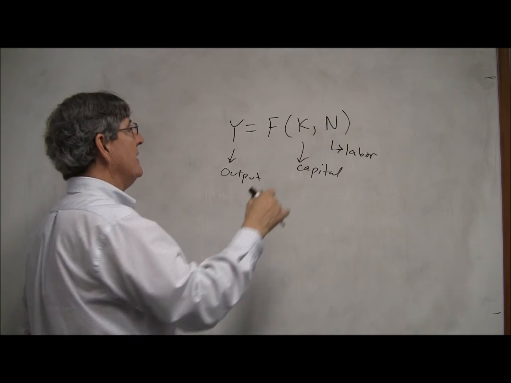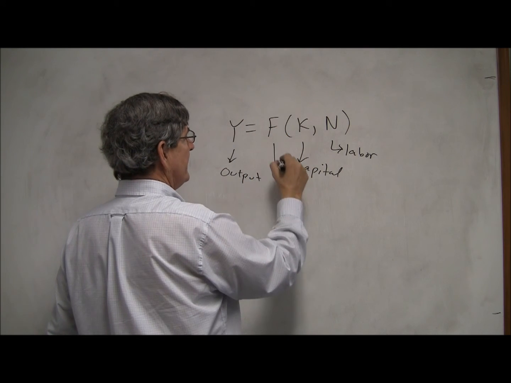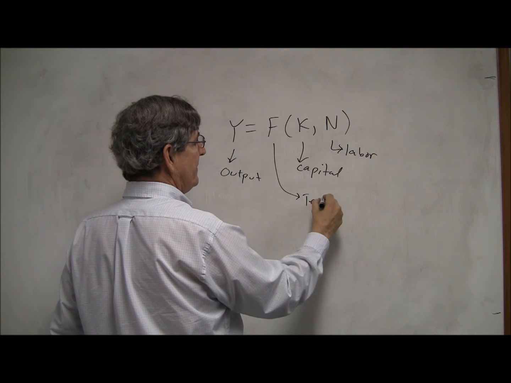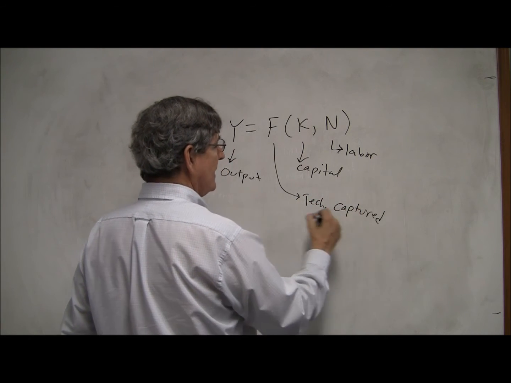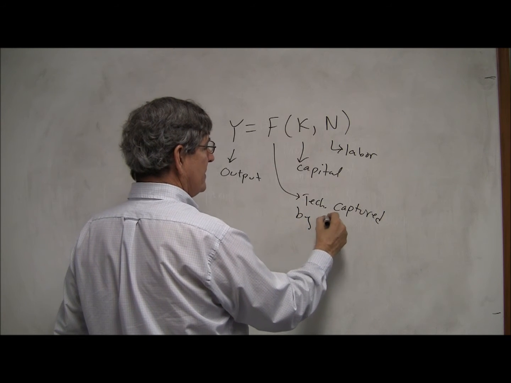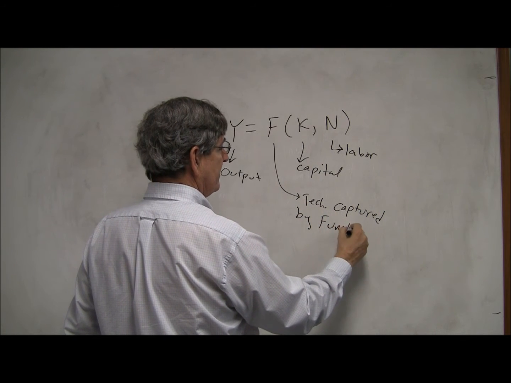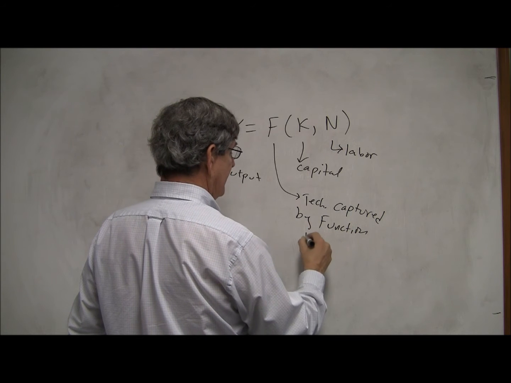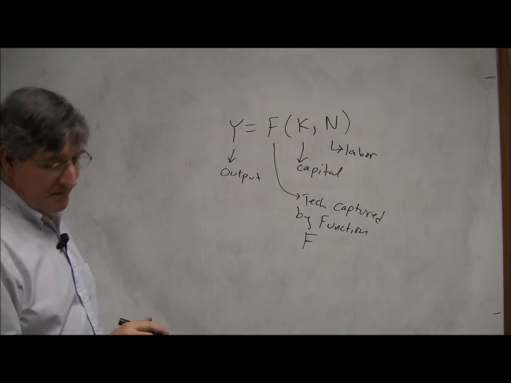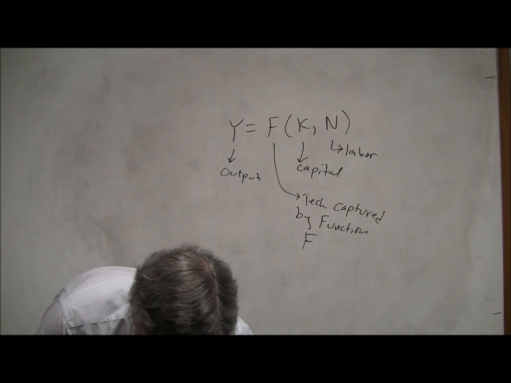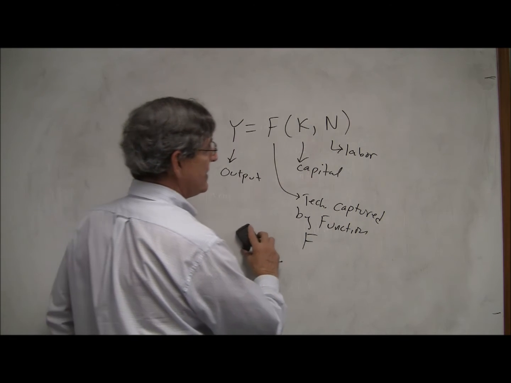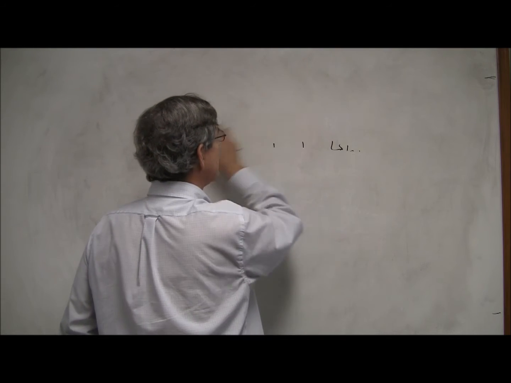So we feed in inputs, and technology is built into the function. Technology is captured, I'll give you an example in a second, by the function F, in this case, the name of our function. Typical. So technology is captured in the function F. For instance, here's an example of a production function. It's called the Cobb-Douglas production function.